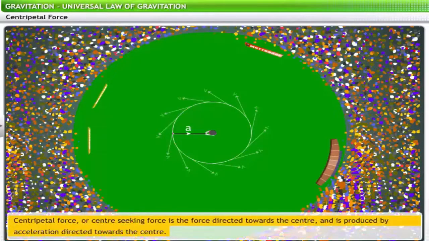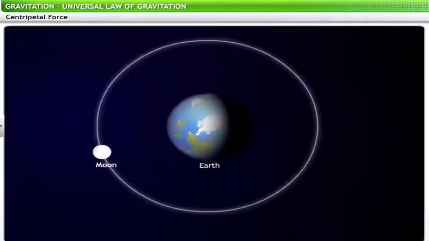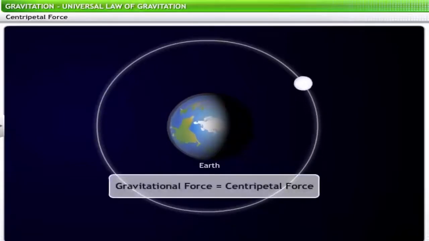Acceleration directed towards the center results in a force directed towards the center. This force is called the centripetal force, which means a center-seeking force. The reason for the motion of the Moon around the Earth is similar to that of the motion of the hammer, just discussed. The gravitational force of attraction between the Earth and the Moon provides a centripetal force for the Moon.